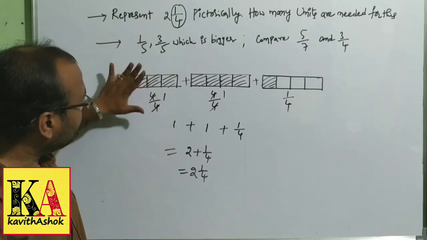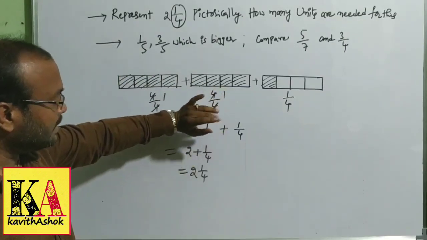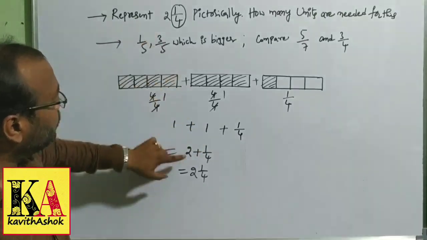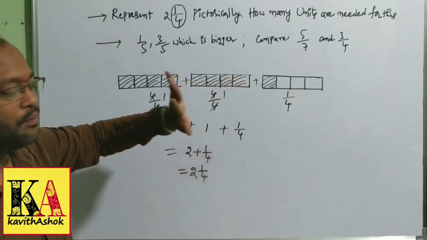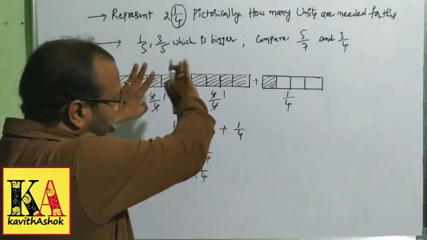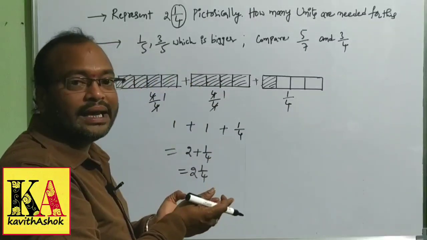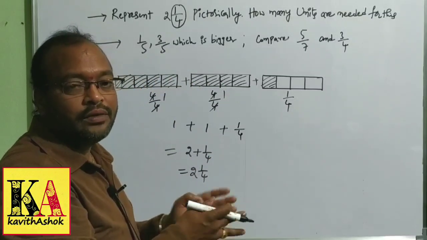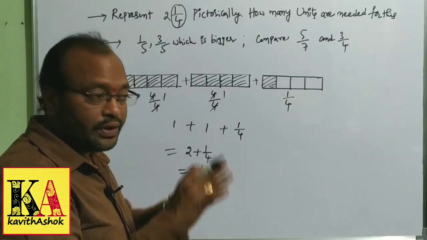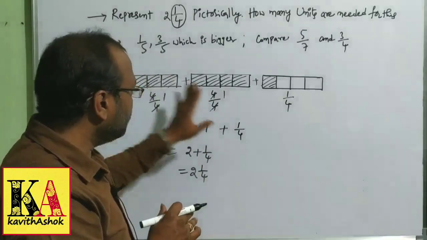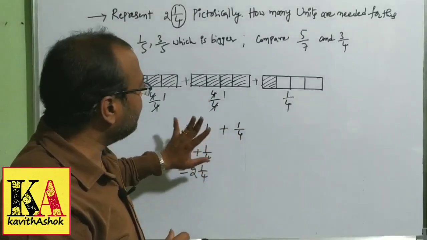Is it clear now? So like this we can represent 2 1 by 4 pictorially. This is a pictorial form. Okay. Or we can take circles also, no problem for that. If you take a rectangle, it is also no problem. If you take a square, it is also no problem. So this type we will represent.